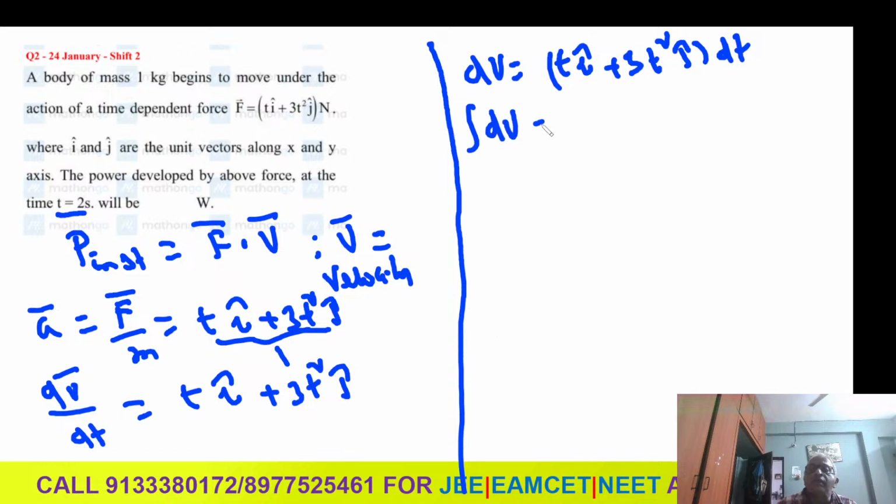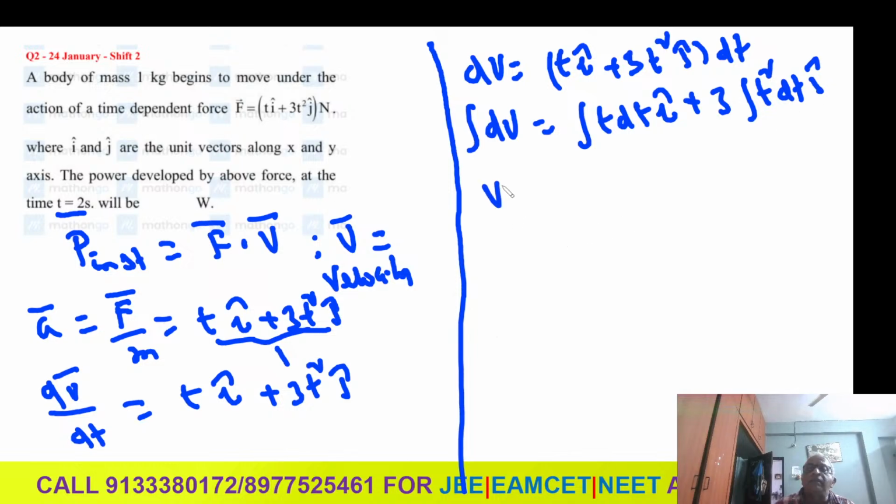Integral dV is nothing but V. I am doing integration: integral t dt i cap plus 3 into integral t square dt j cap. So integral dV means V bar. Integral t dt, the i cap will be there outside. Integral t dt is t square by 2.